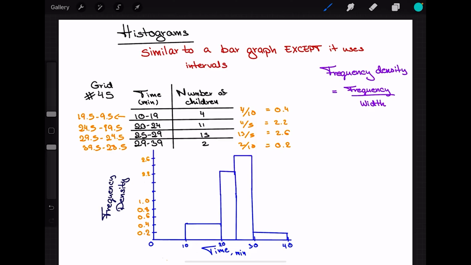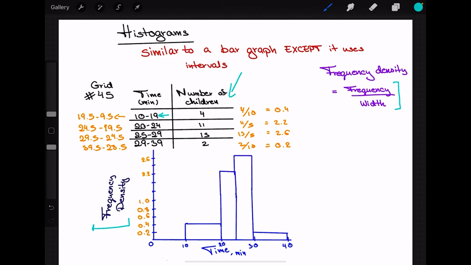Now, in a histogram, you do not use the frequency, which is the number of children in this scenario, but you use the frequency density as your value on the y-axis. The frequency density is found by dividing the frequency by the width of the particular interval. So you don't exactly subtract the exact interval. For example, 19 minus 10, you actually subtract 0.5 less than the minimum and 0.5 more than the greater one.